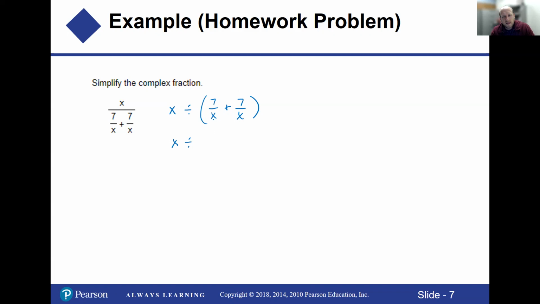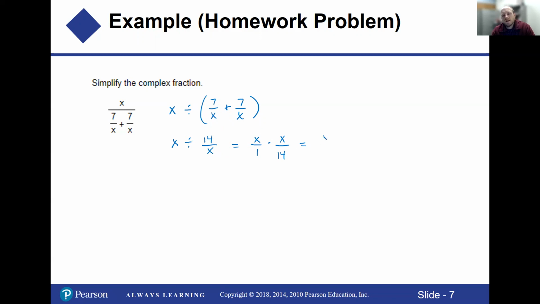So what is 7 over x plus 7 over x? It's simply 14 over x. We add the numerators and keep that denominator. From here, we can do that whole keep it, switch it, flip it. If you want to, you can write x as x over 1. Then change division to multiplication, and flip the second fraction to its reciprocal. So that becomes x over 14.